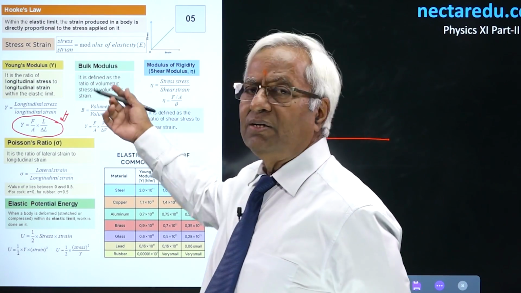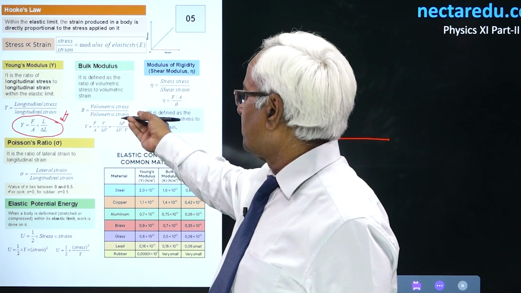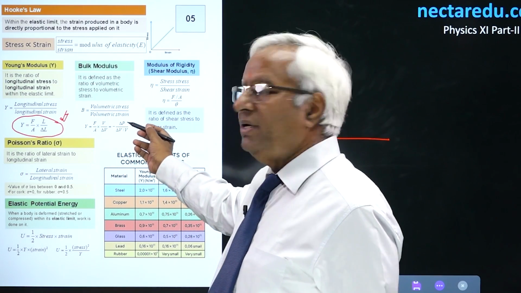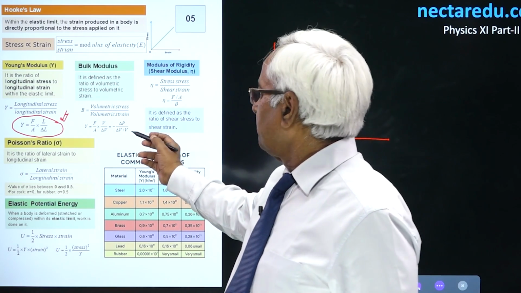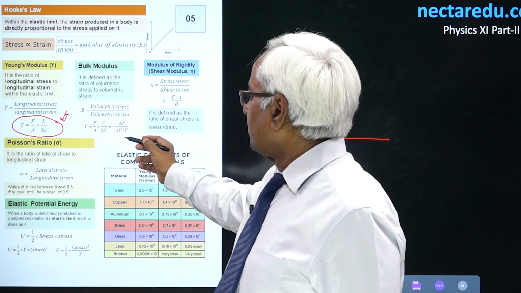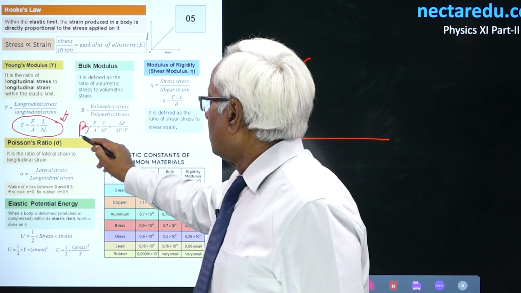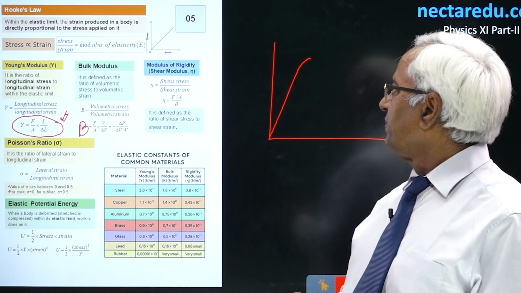Bulk modulus deals with the change in volume, volumetric stress, volumetric strain. The ratio you'll find, P, delta P, that I told you, normal stress is equal to delta P. Volumetric strain ratio is going to be bulk modulus. Bulk modulus is delta P upon delta V upon V.